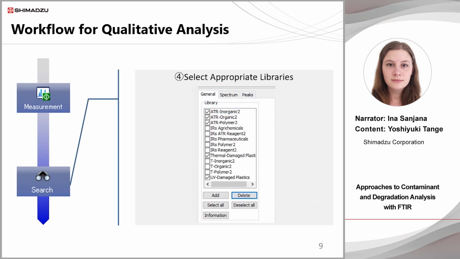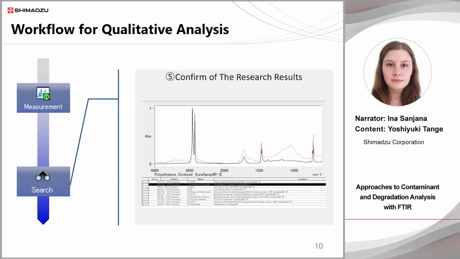Then we perform a search for the obtained spectrum in the selected libraries. The libraries are categorized into measurement methods or else by sample type such as organic substances or food additives. It's important to select the appropriate libraries in this step. After the spectrum is searched, matching spectra are displayed in order of similarity. Check for the best results by referring to the numerical scores and the peak shapes.